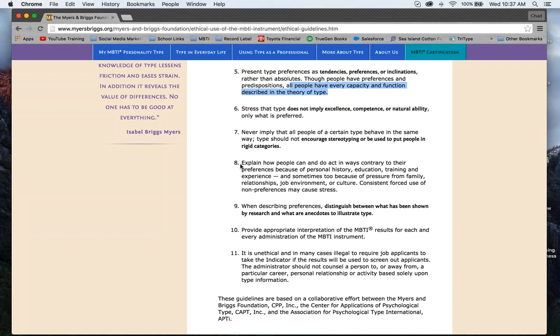What a professional typing session actually entails is me cutting through your own biases, looking past the personal history, education, training, experience, family relationships, job environment, and culture. I sift through this to help you identify your type, and I do it with experience and training, so I know how to sift through this stuff. If you don't know how to sift through this stuff, then you can't be typed accurately.